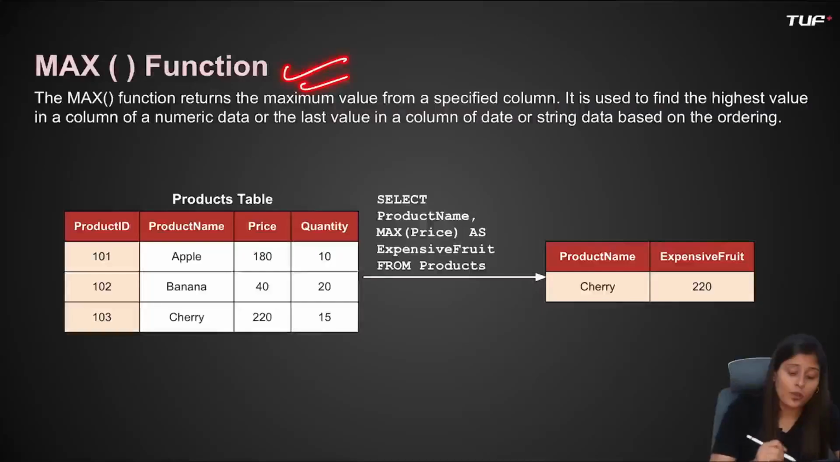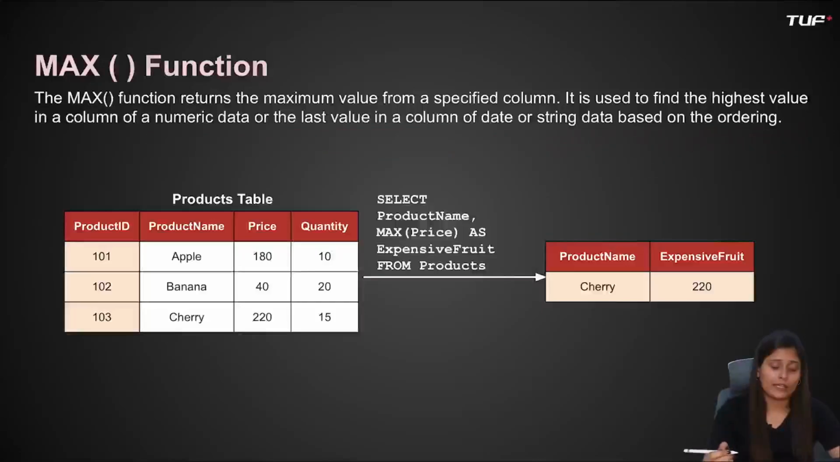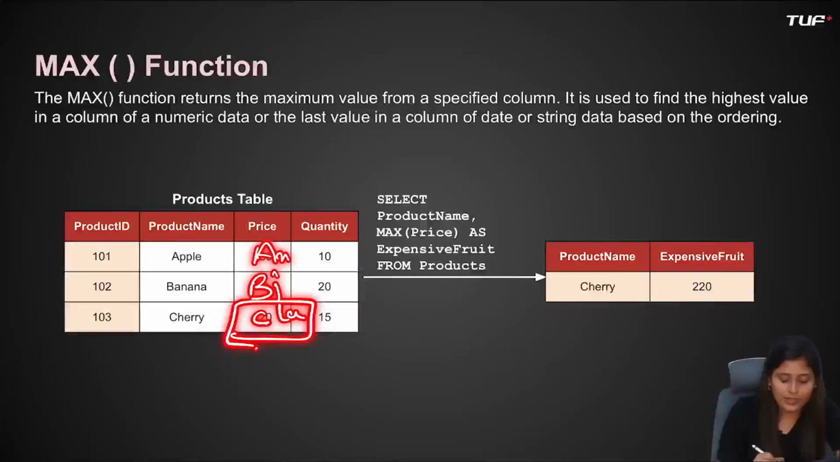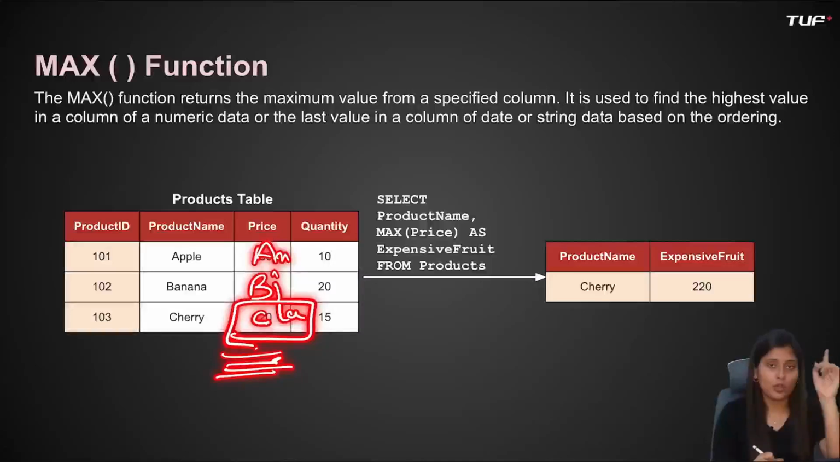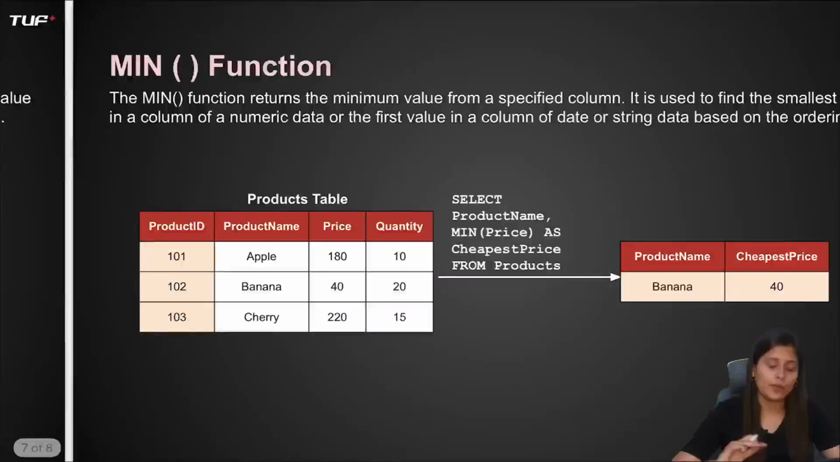So it returns a maximum value from a specified column. It is used to find the highest value in a column of numeric data, or the last value in a column of date or string on the ordering. So for the maximum value in numeric data, it gives the maximum value, but in case of a column of date or string, it gives you the last value. If it was a string like A, B, C, it will give you the last value. That is the functionality of the max function.